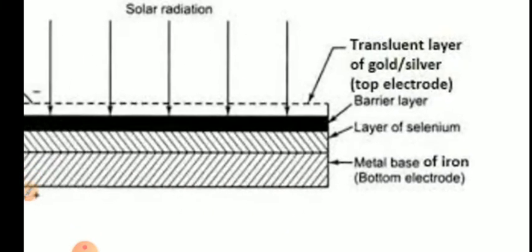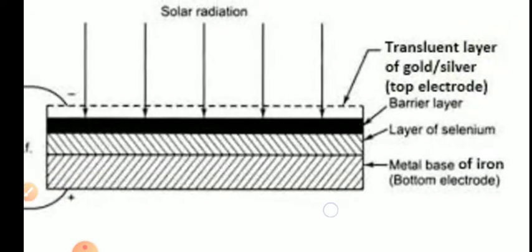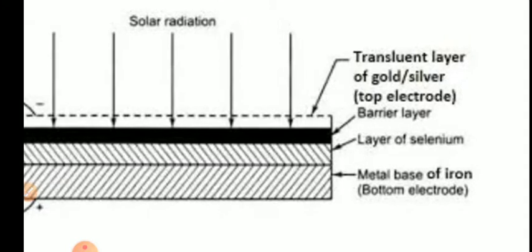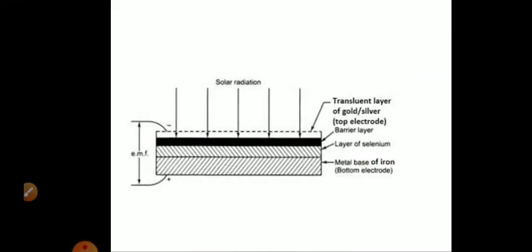So you can see here, at the bottom there is a metal plate of iron coated with a layer of selenium, the barrier cell, coated with either silver or gold. Electrons flow from selenium to silver. So at the bottom there is iron which acts as a positive electrode and silver which acts as a negative electrode. Silver is the collecting electrode.